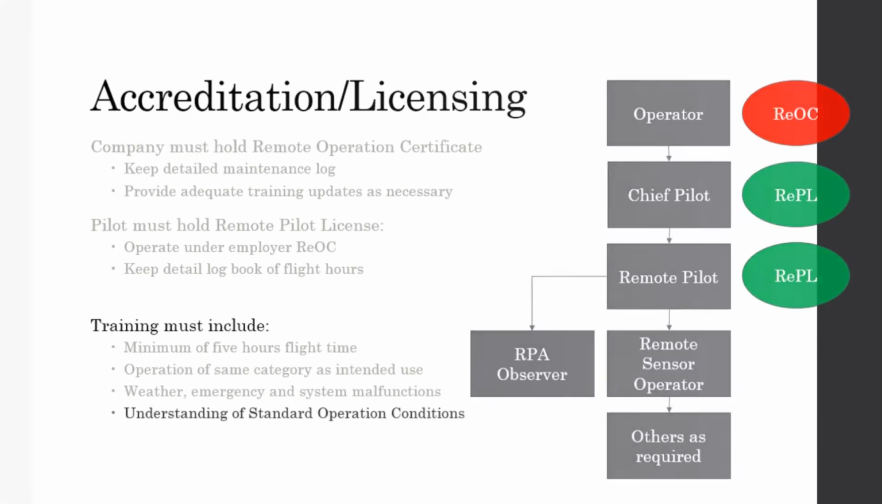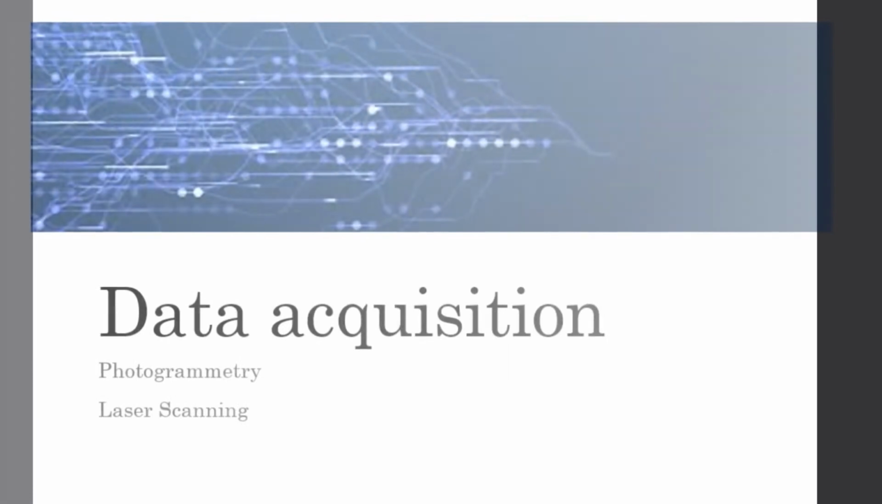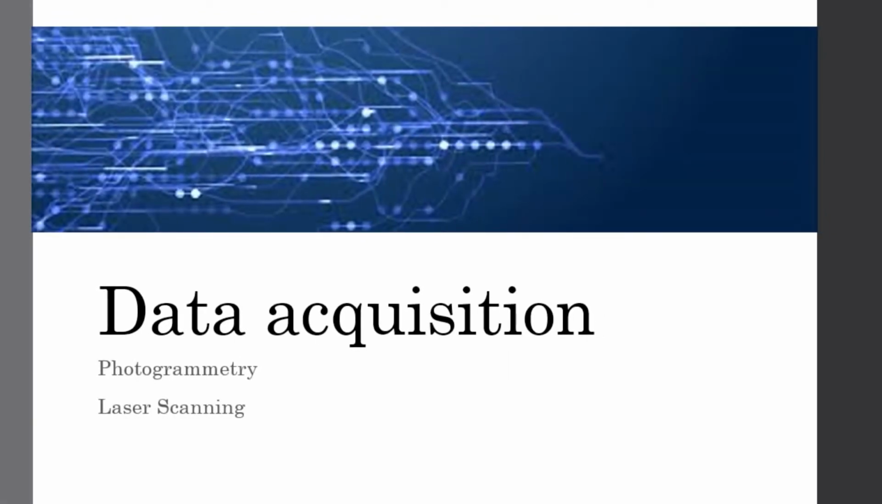There are two main ways that UAVs are used to acquire data. These are photogrammetry and laser scanning.